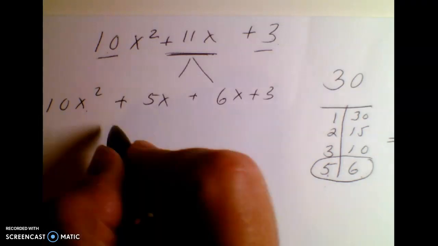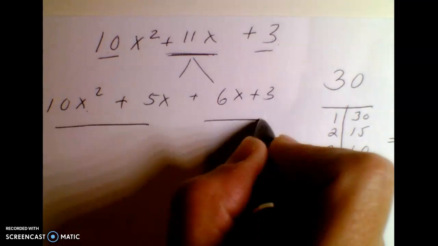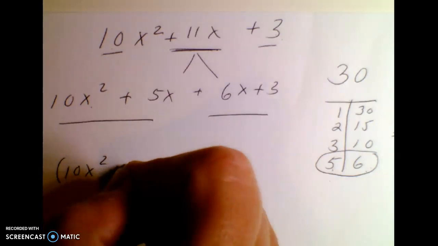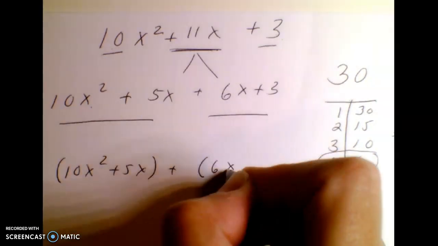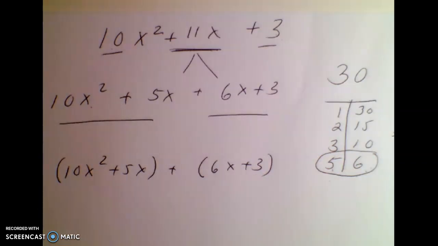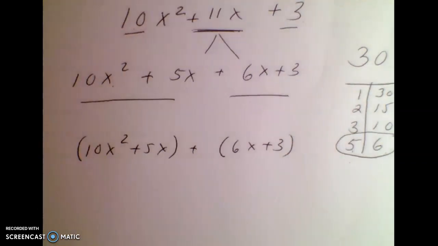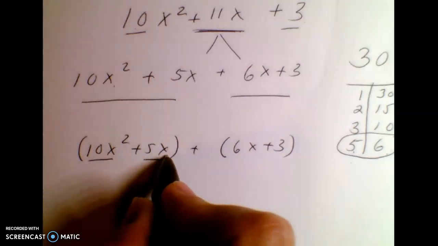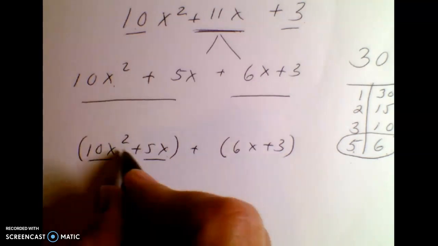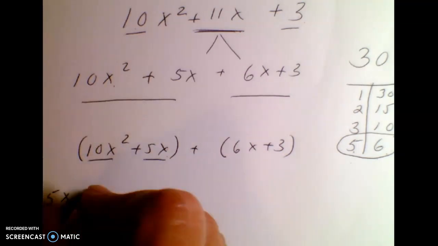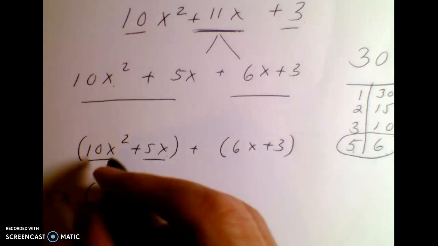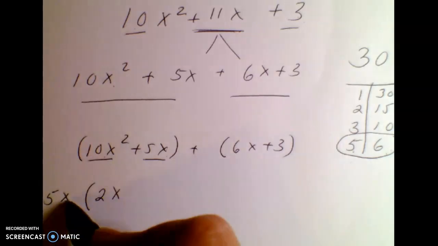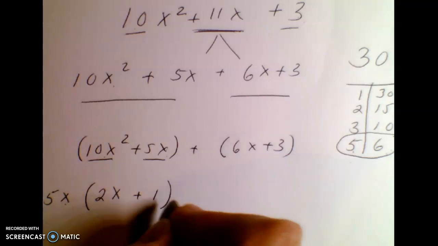Okay, my next step is to group these together. So I'm just going to write them like this. Plus 6x plus 3. All right, so now I'm looking for whatever I can factor out of those. What do they have in common? So I look at the 10x and I look at the 5x, and I can factor out an x. So I can also factor out a 5. So I'm going to factor out 5x. 5x times 2x gives me 10x squared. And 5x times 1 gives me 5x.